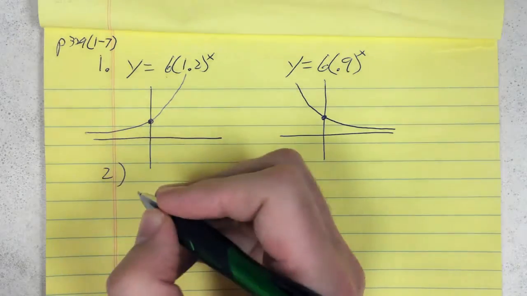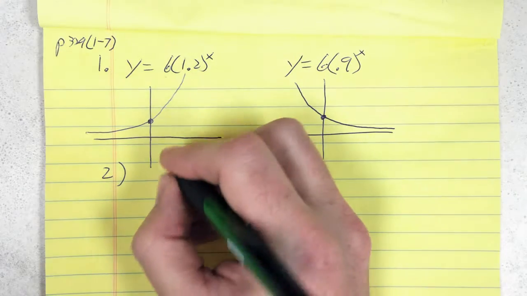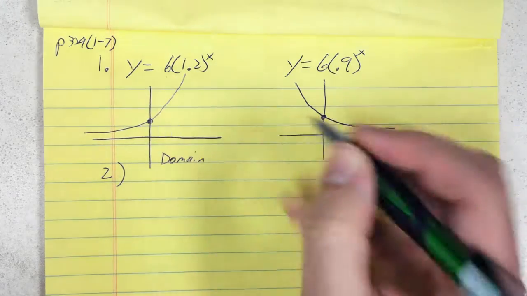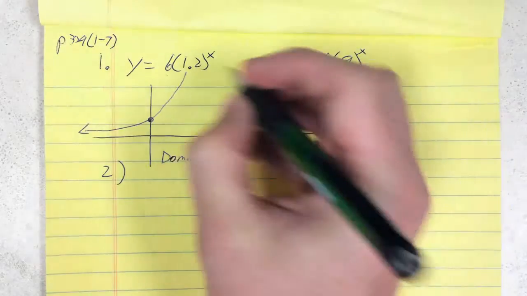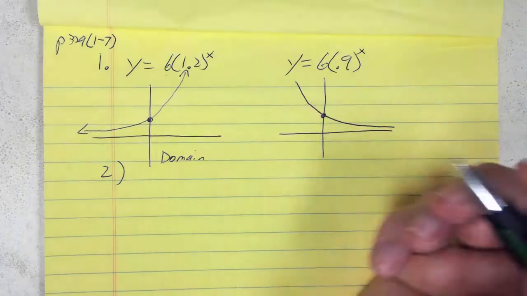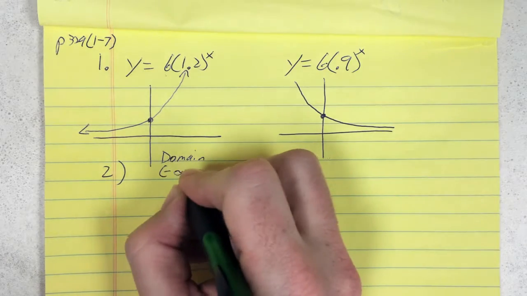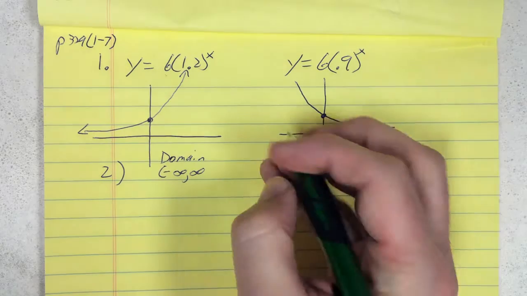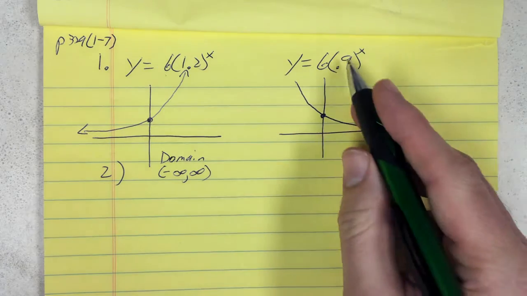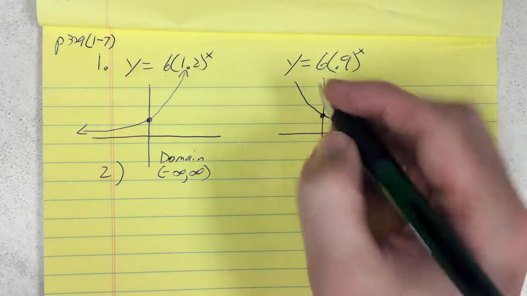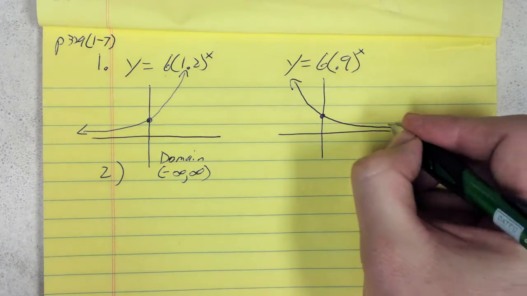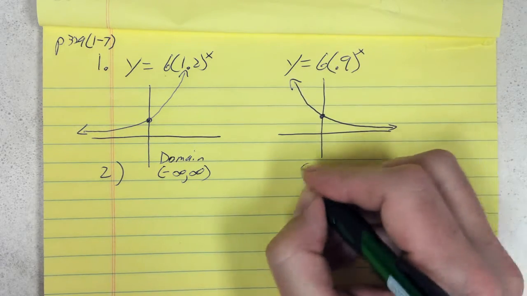All right, number 2, determine the domain. So domain, left to right, this one's going to go left to negative infinity, and it's going right to positive infinity. So the domain is from negative infinity to infinity. Same thing for this one. It's going left to negative infinity, and it's going right to positive infinity.